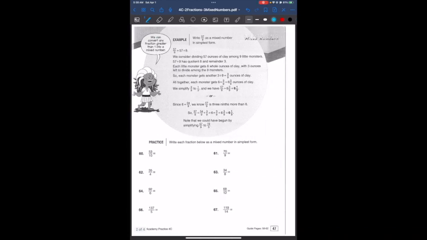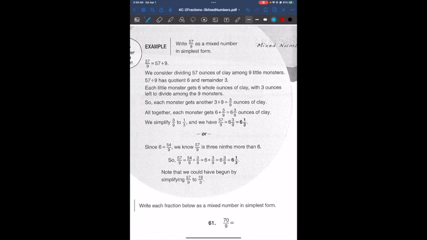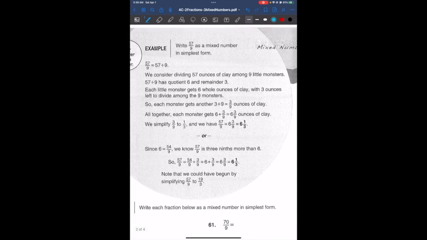Now we're going to move on to the next page. And so it says, write 57 over 9 as a mixed number in simplest form. So we can convert any fraction greater than 1 into a mixed number. And so, based on 57, we're going to look for a multiple of 9 that is closest to but still less than 57.